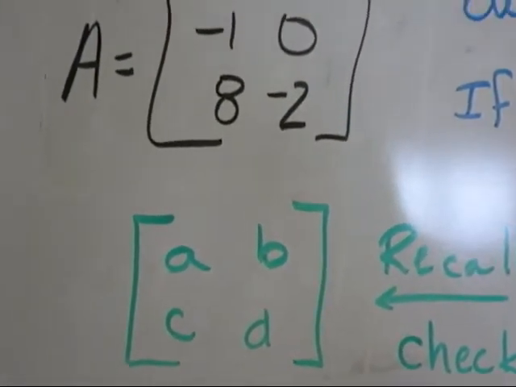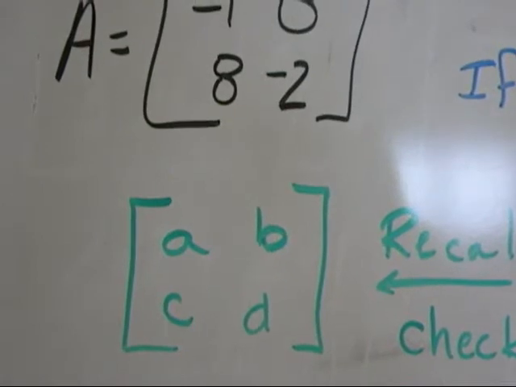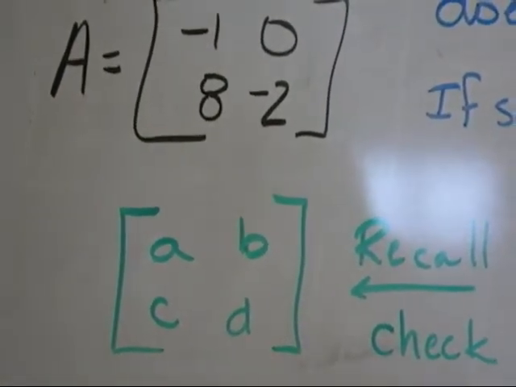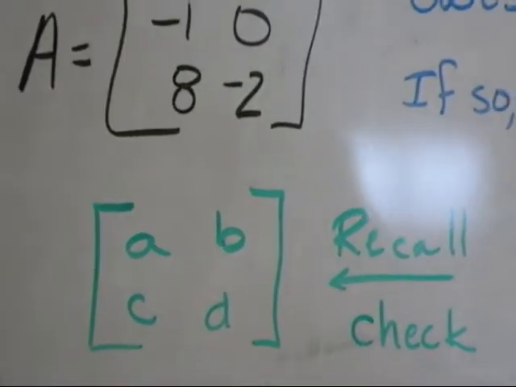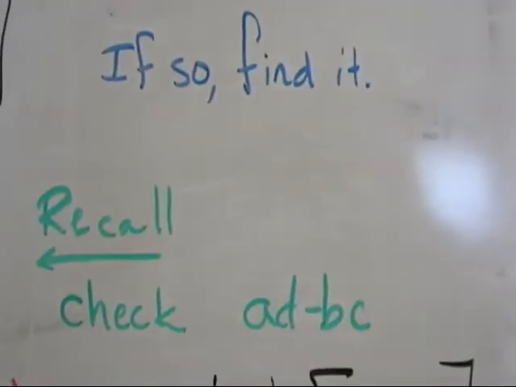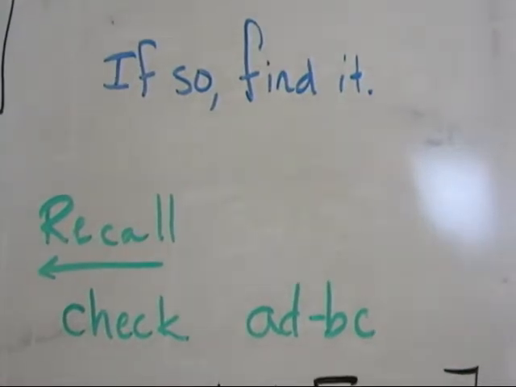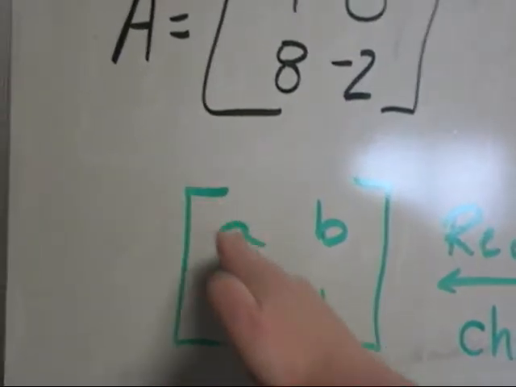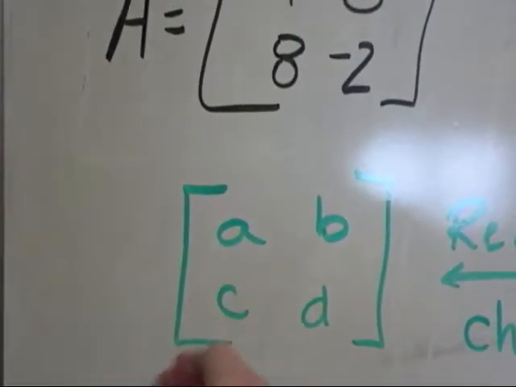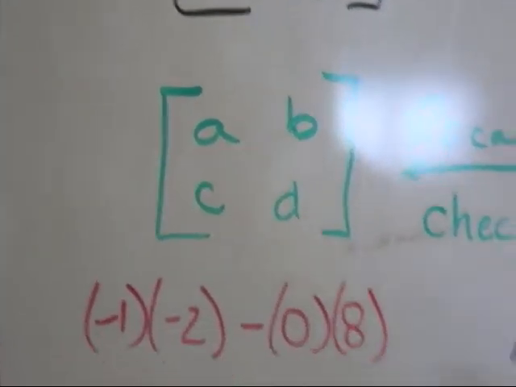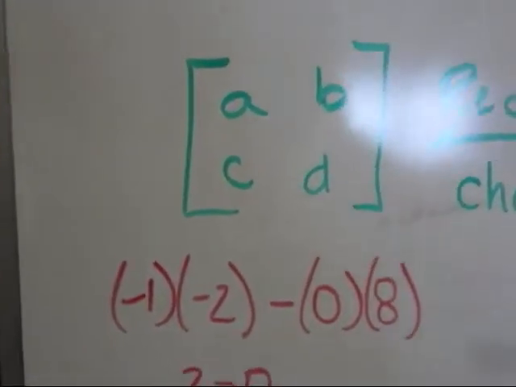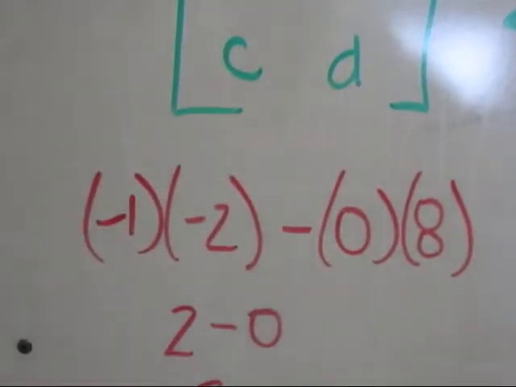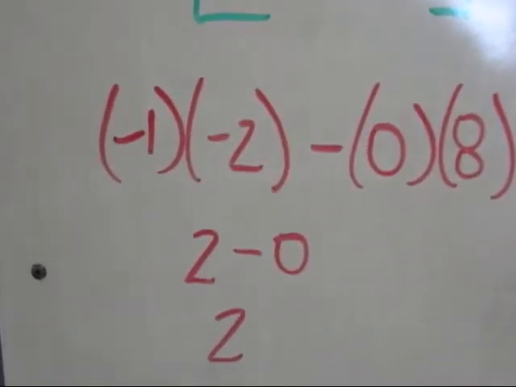The first thing we need to remember is the pattern that our elements are laid out in. Notice where the A, B, C, and D fall. That's very important. And we're going to check AD minus BC. In other words, we're going to multiply on the diagonals, AD and BC, and subtract those products. So we want to do -1 multiplied by -2 minus 0 multiplied by 8. That's going to give me 2 minus 0, which is 2.